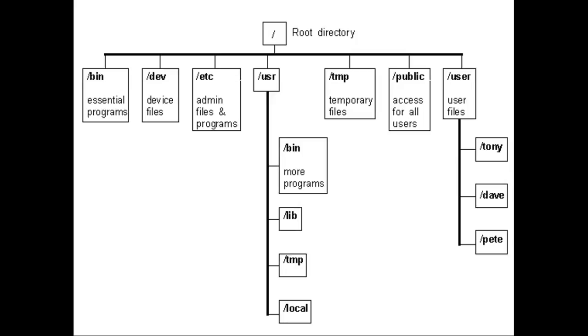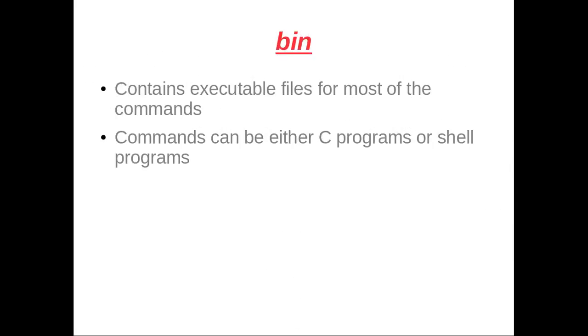The main reason behind creation of directories is to keep related files together and separate them from other groups of related files. For example, it is a good idea to keep all user related files in the usr directory, all device related files in the dev directory, all temporary files in the tmp directory, and so on. So let's go through them one by one. The bin directory contains executable files for most of the Unix commands. Unix commands can either be C programs or shell programs. Shell programs are nothing but a collection of several Unix commands.